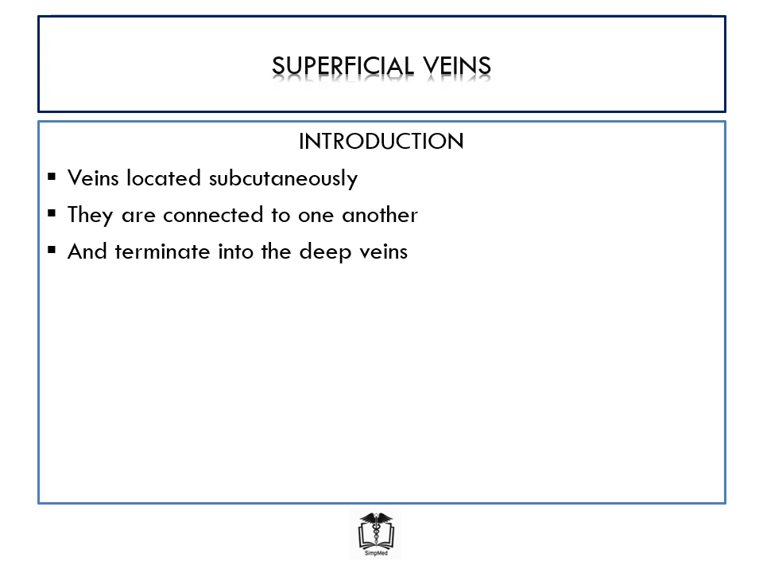Just a brief introduction to superficial veins. Like I said before, superficial veins are veins that are found within the skin, so they are located at the subcutaneous portion of the skin. These are veins that tend to be connected to each other and they tend to eventually terminate into deep veins. So it's important to note that while superficial veins are found within the skin and deep veins are found within the muscle compartments, the superficial veins would eventually drain into the deep veins.